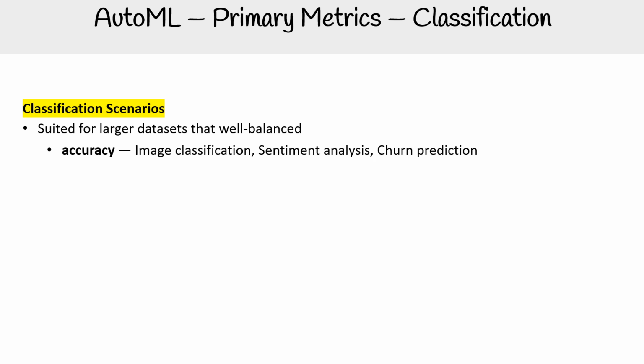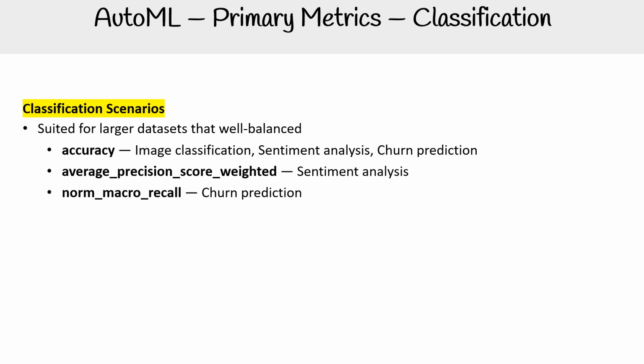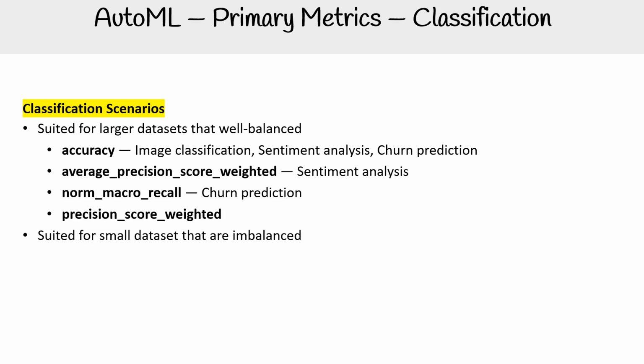So for accuracy, this is great for image classification, sentiment analysis, churn prediction. Average precision score weighted is for sentiment analysis. Norm macro recall, churn prediction. For precision score weighted, uncertain as to what that would be good for, maybe sentiment analysis.